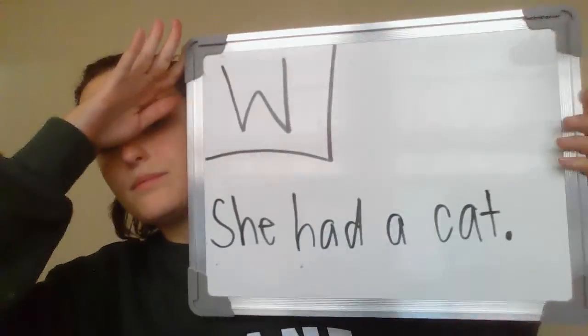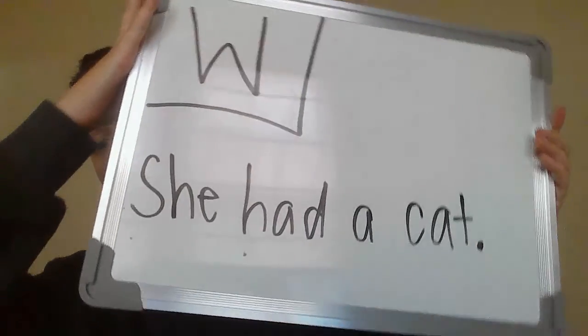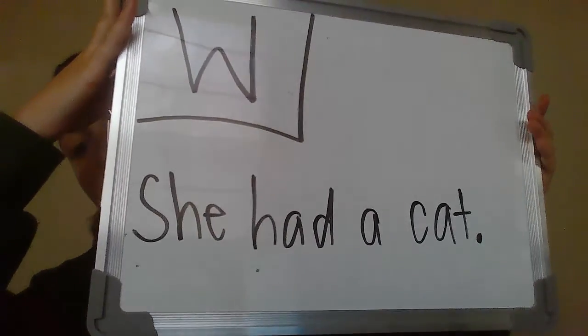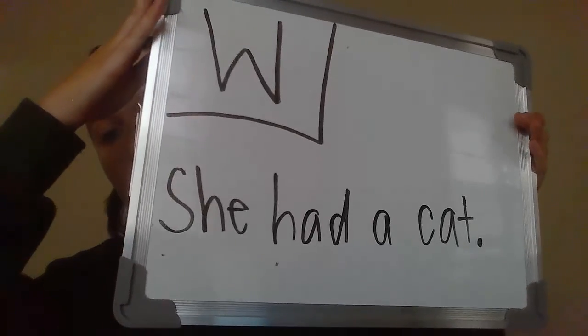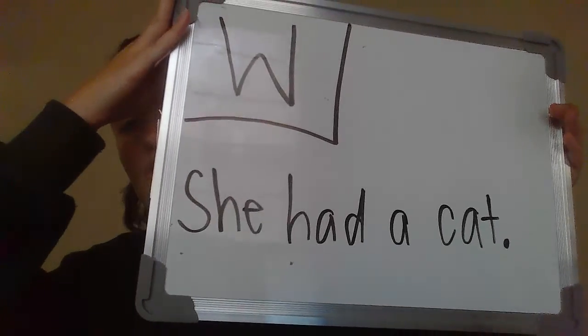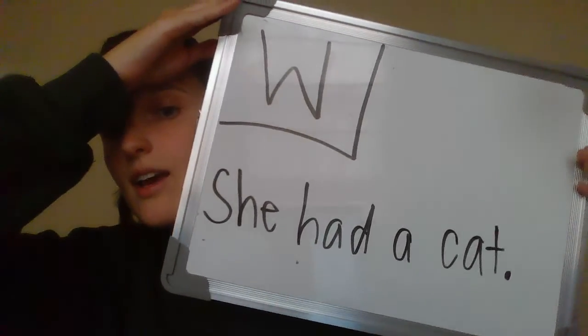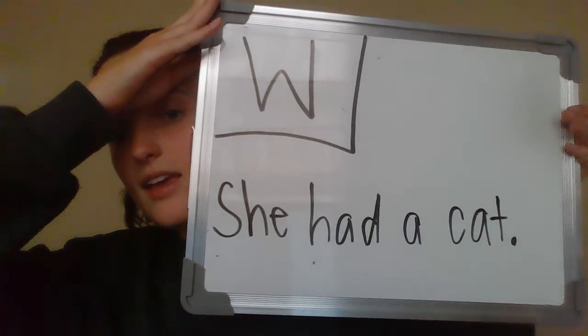Next, you're going to write the sentence. We're going to do our sentence fluency. For our sentence fluency today, we're writing the sentence, she had a cat. Remember, good writers always start with a capital letter and end with punctuation. Your sentence should match mine. She had a cat.